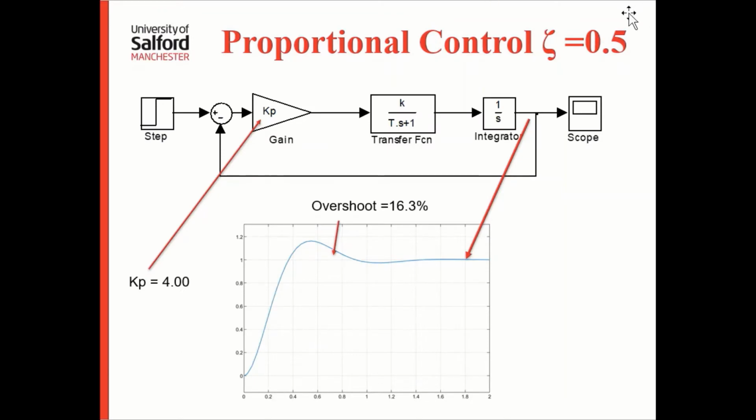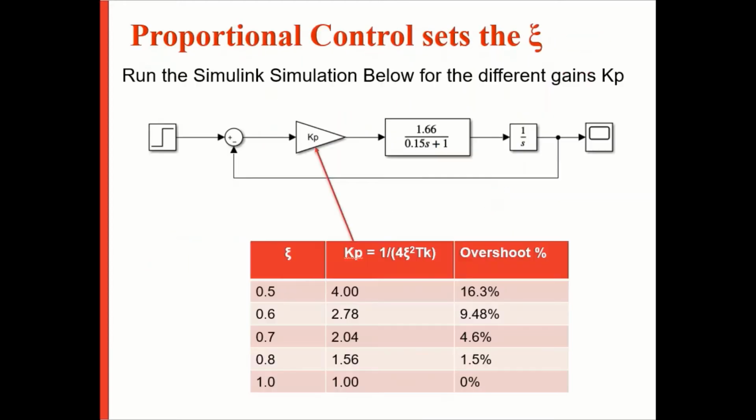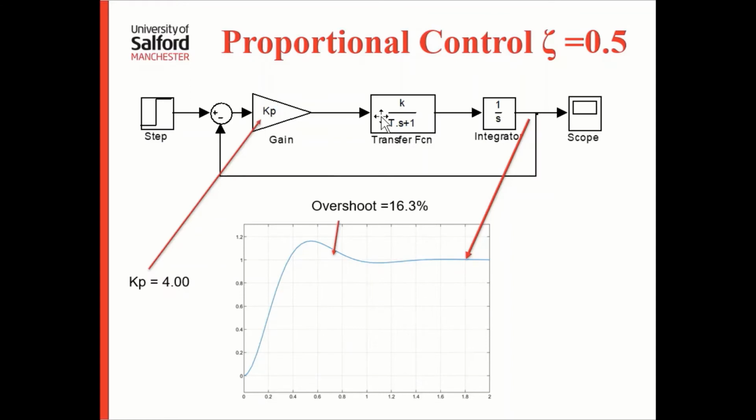The first one to look at is proportional control with damping ratio as 0.5. Going back, it was 0.5, my KP was 4. So if I stick 4 in here now, simulate this closed loop system, I'm going to put K as 1.66, T as 0.15, simulate the system in Simulink, and I'll get the transient response here, and this should have a peak overshoot of 16.3%.